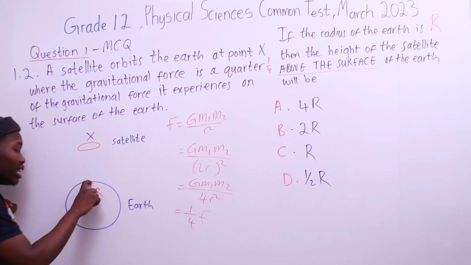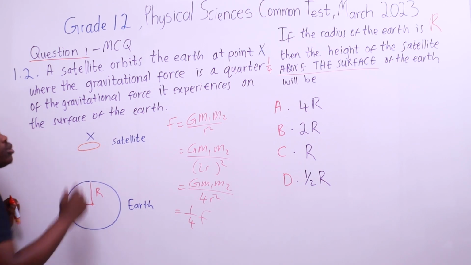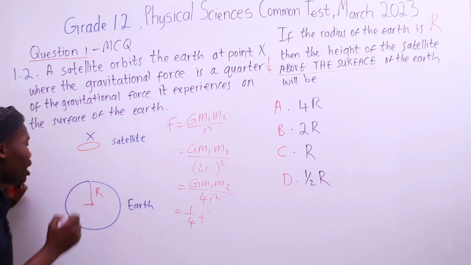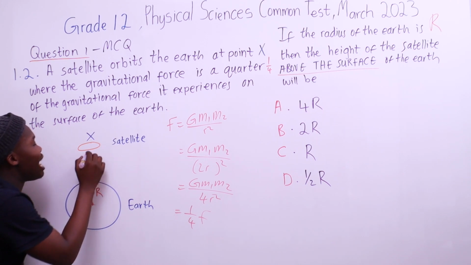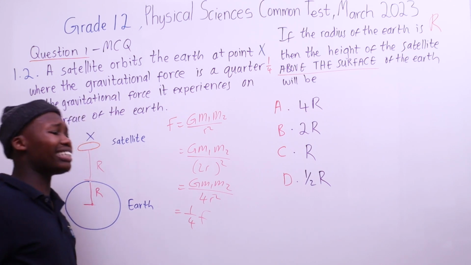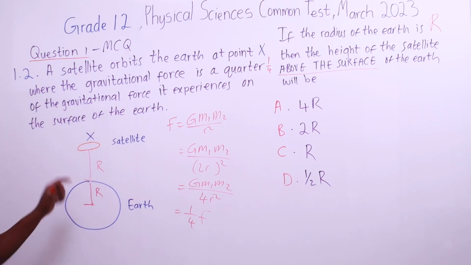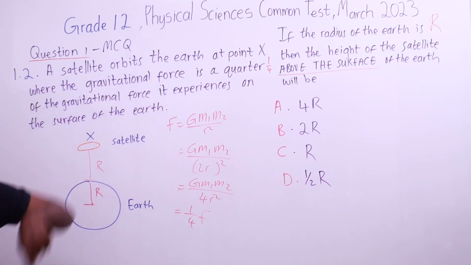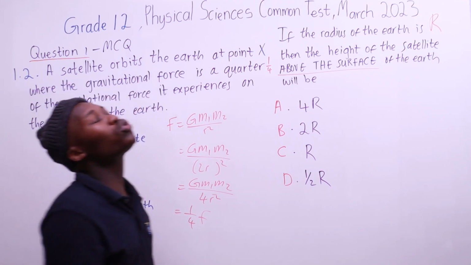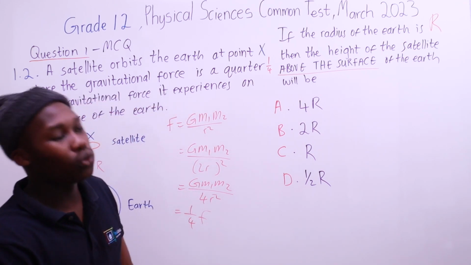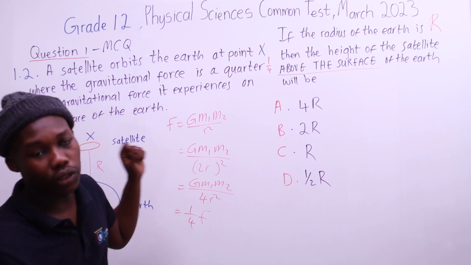The distance was doubled. It is the radius of the Earth plus another radius, which means there is one more R equal to the radius of the Earth. So the satellite is a radius of the Earth above the surface. If you start from the center of the Earth and multiply the radius by 2, you will reach the satellite at point X.